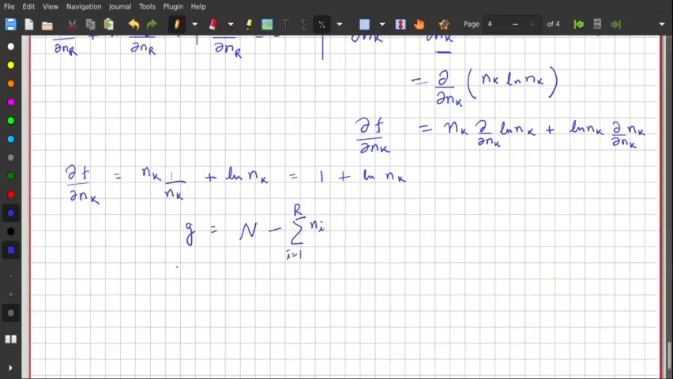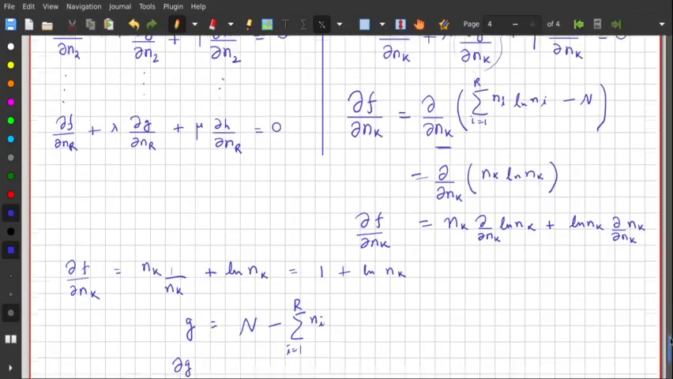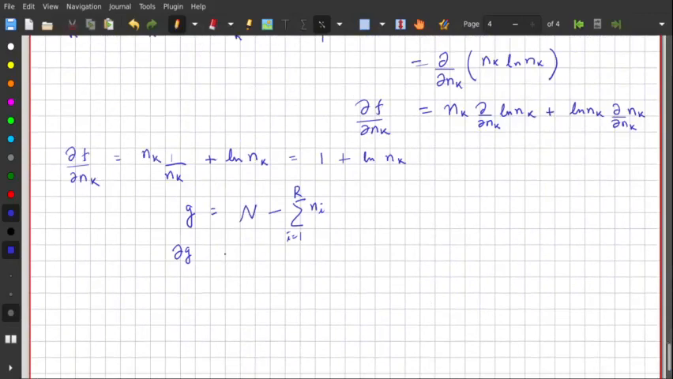So what we want is partial g partial nk. Okay, so if you see this, the derivative of n, but this is constant, remember, because we are dealing with an isolated system, so the derivative of that is 0. So this will become minus the derivative with respect to nk of the sum i equals 1 to r of n sub i, and the only term that will contribute is the kth term.